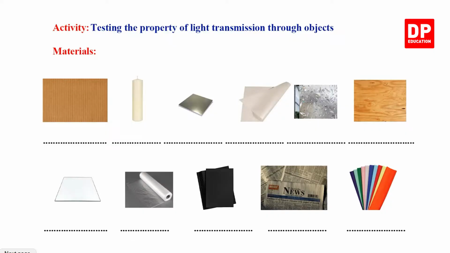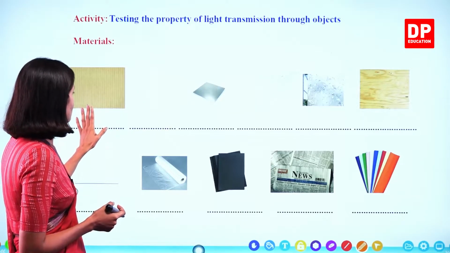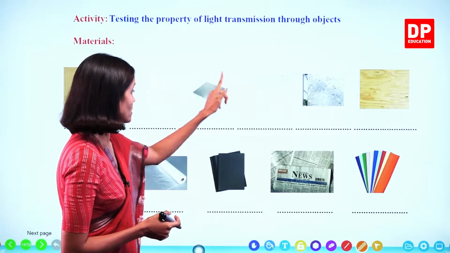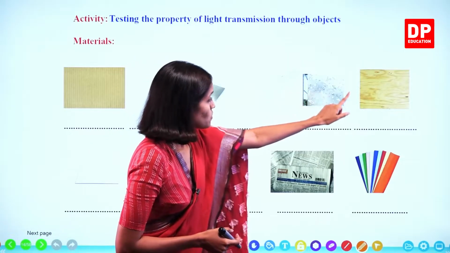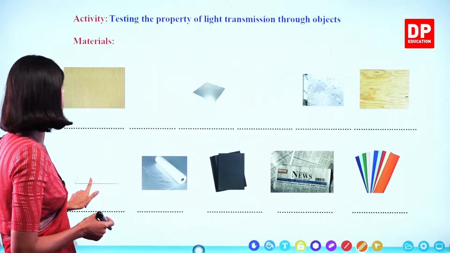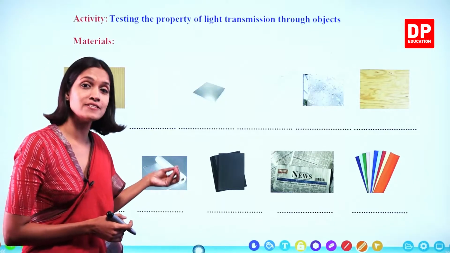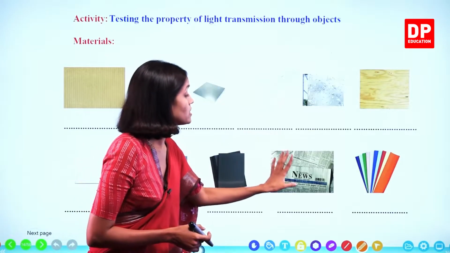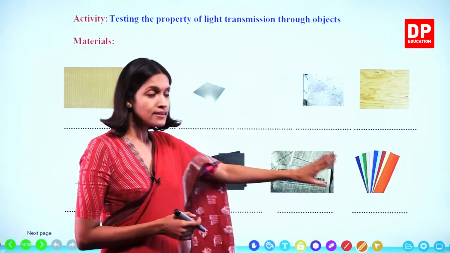The activity is testing the property of light transmission through objects, right? So what are the things we need? We need a cardboard, a candle, a metal sheet, oil paper with different colors, a decorative glass, a wooden board, and a thin glass sheet, and we need polythene. We need a colorless polythene as well as colored polythene too. And we need black paper, a piece of newspaper, and then tissue paper with different colors, right? We will write down.